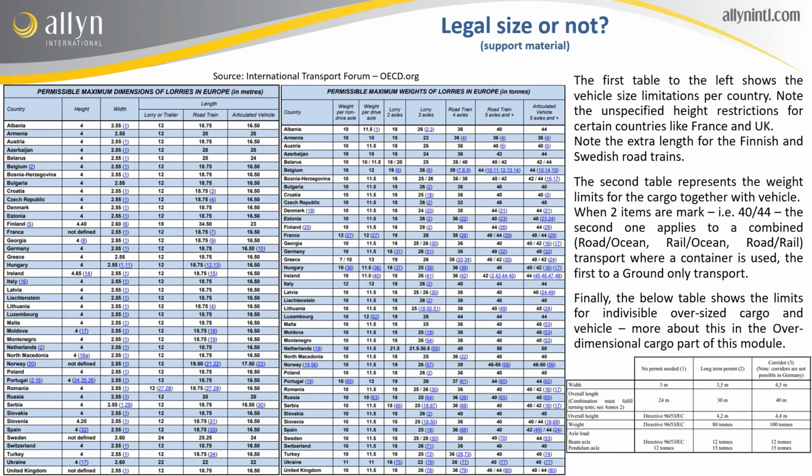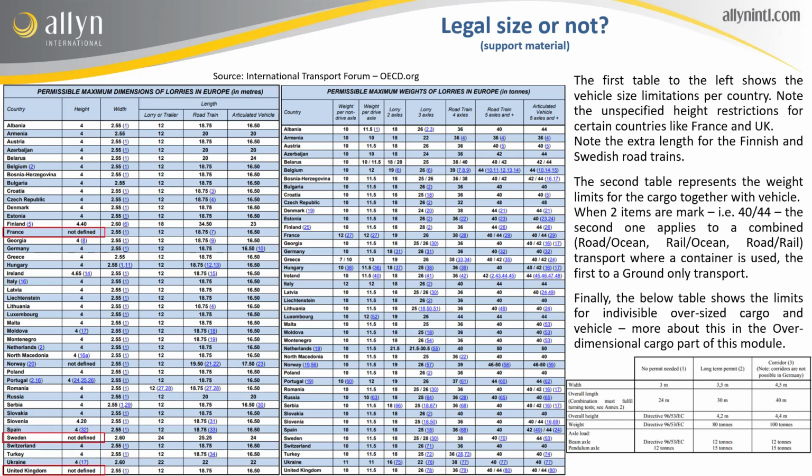On this slide you can find two tables. The first one to the left shows the maximum dimensions per country for trucks and the cargo they are carrying to be classified as standard legal size. The second one to the right deals with the maximum weights of these cargo and trailer or truck combinations.